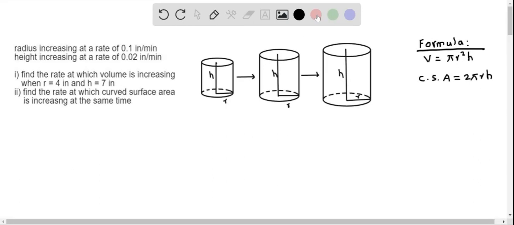Here we have a right circular cylinder whose radius is increasing at a rate of 0.1 inches per minute, and the height is increasing at a rate of 0.02 inches per minute. And we have to answer these two questions.